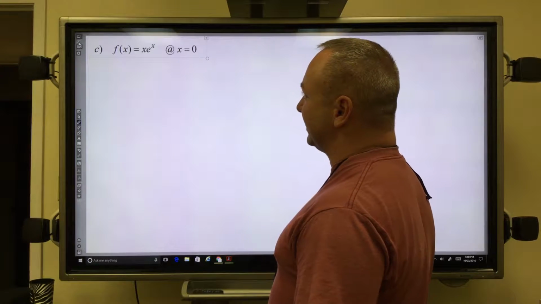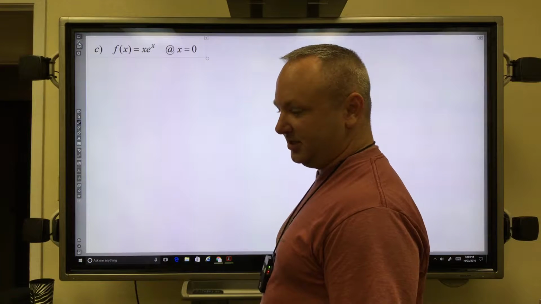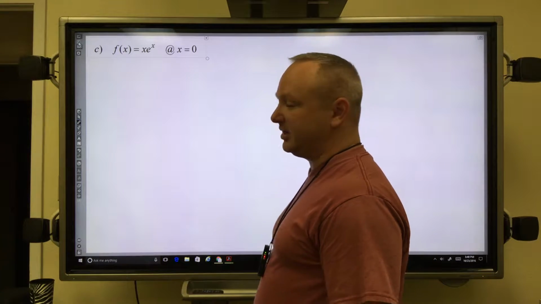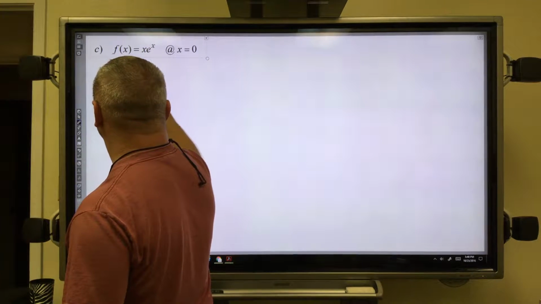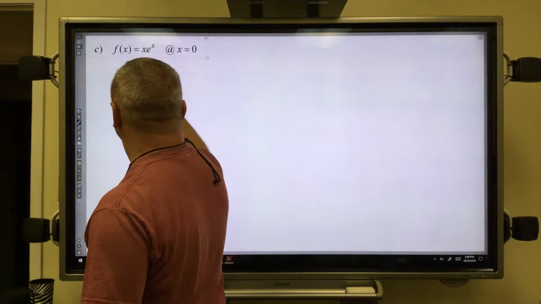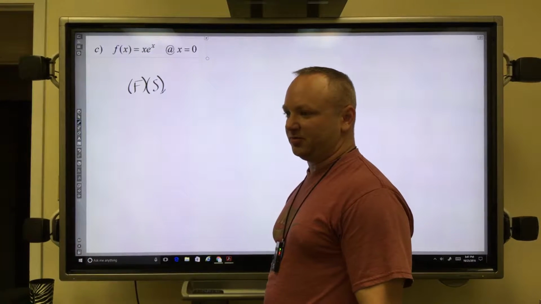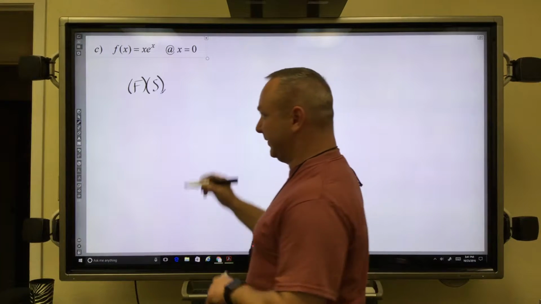Okay, so for f of x equals x times e to the power of x, this is a product rule. As such, we would have the first part times the second part. That's how we recognize that there's a product rule. The first part in this case is x, and the second part is e to the x.